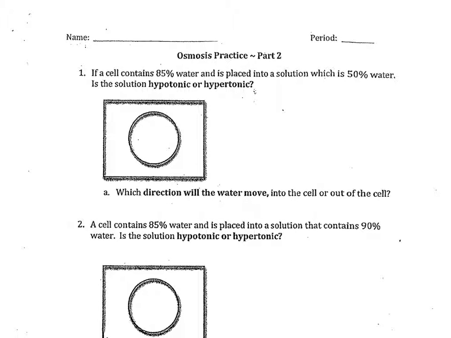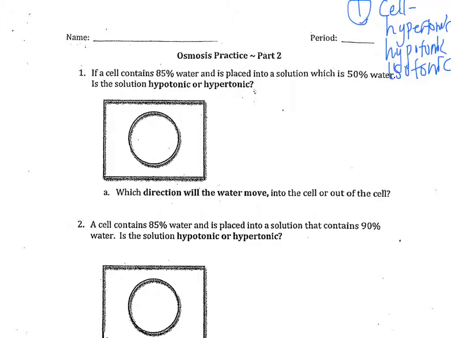All right, ladies and gentlemen, this is Miss Swanson, and we're going to go through a couple of osmosis practice problems. These are the types of problems that you will need to be able to solve, and there's two basic things that you're going to need to know. One, for each osmosis problem, you want to be able to tell me, is the cell or the solution hypertonic, hypotonic, or isotonic? Okay, and you can say the cell, or sometimes we're going to ask, is the solution.